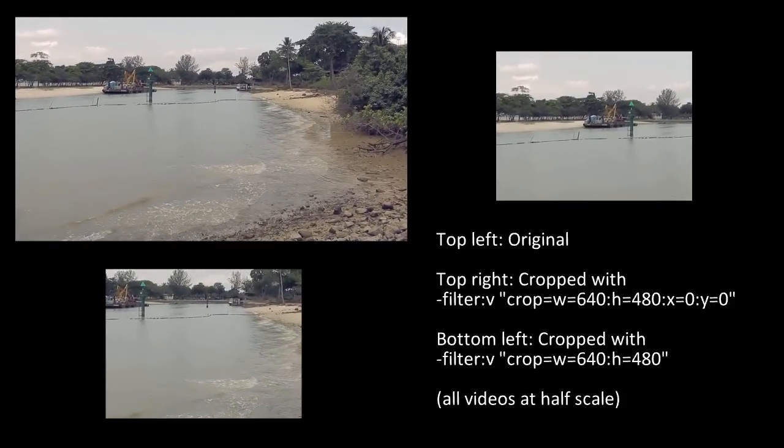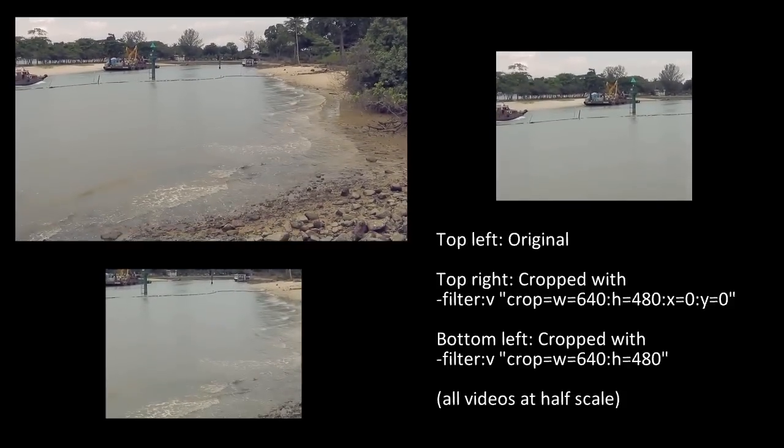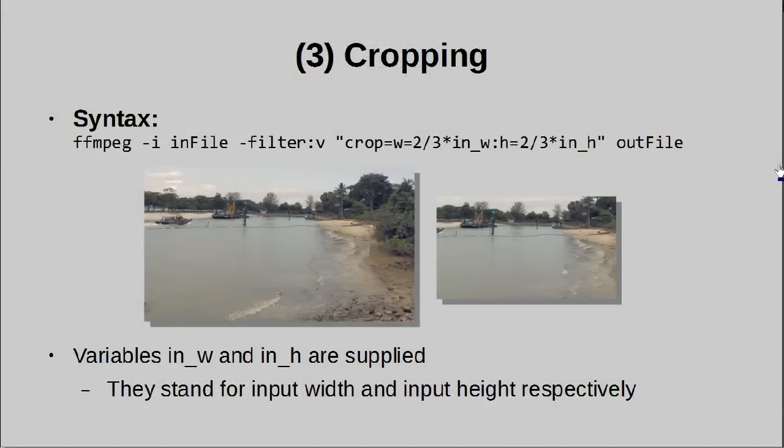You can use arithmetic for this as well. For example, this statement means that we want to crop the video to 2/3 of its original size. The variables in_w and in_h are available, referring to the input width and height respectively.